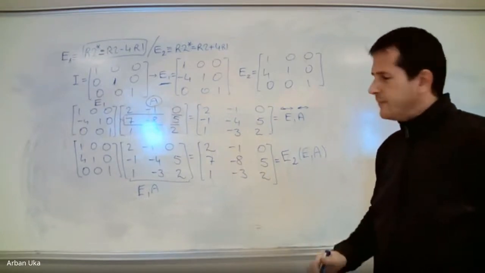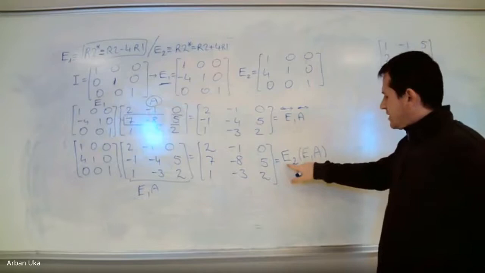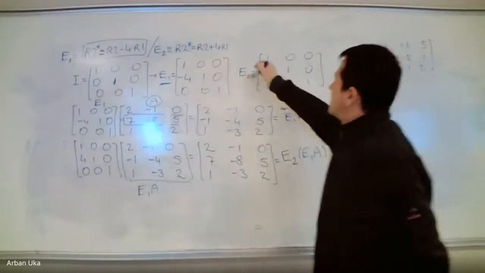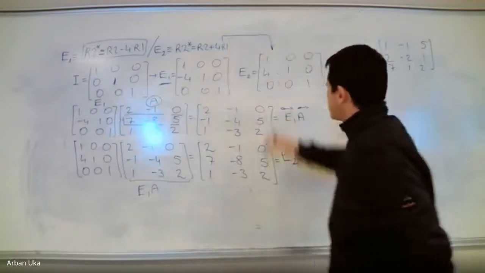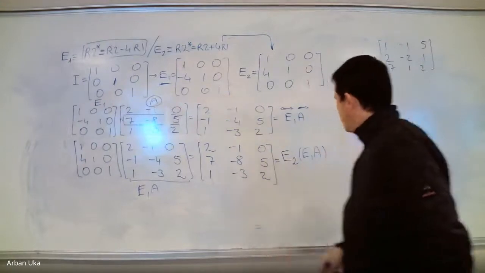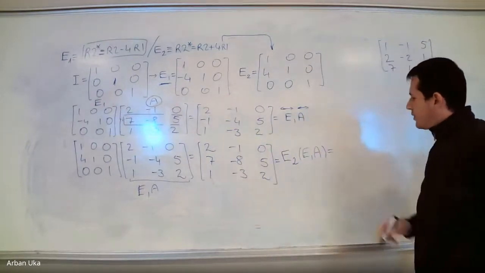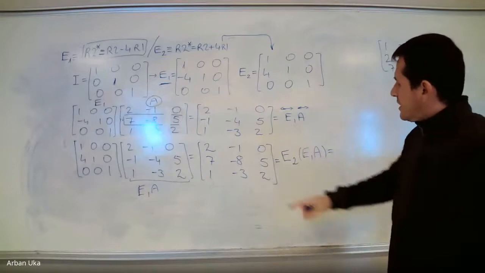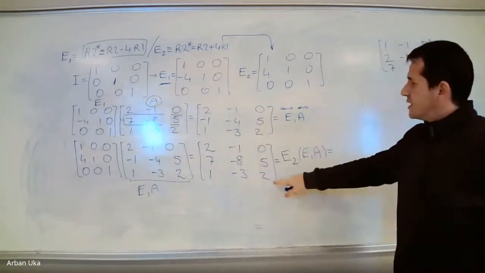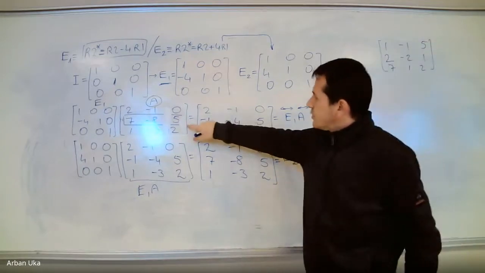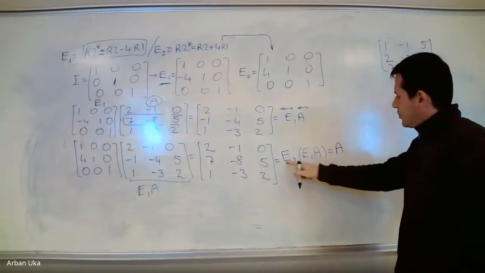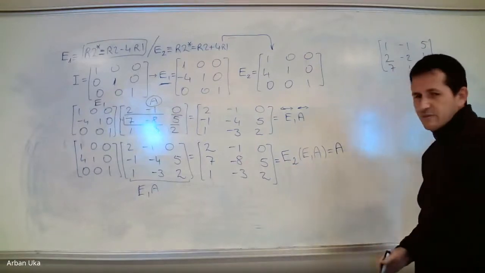Yes. Okay? So this result that we get here is E2, which is the elementary operation here, times E1 times A. And E1 is this matrix. But then we can go a little further, and we notice that this matrix here is equal to this. Can you see that? So we started with A, and we got another A. So what does this mean for us?